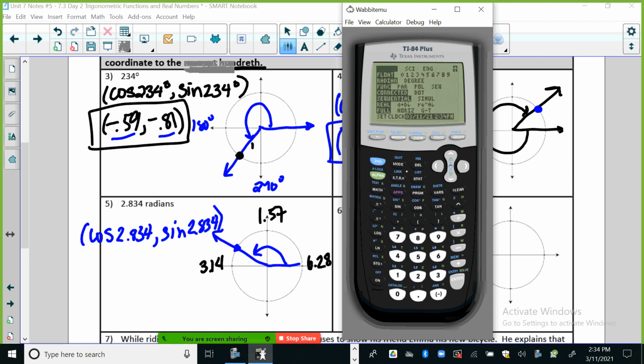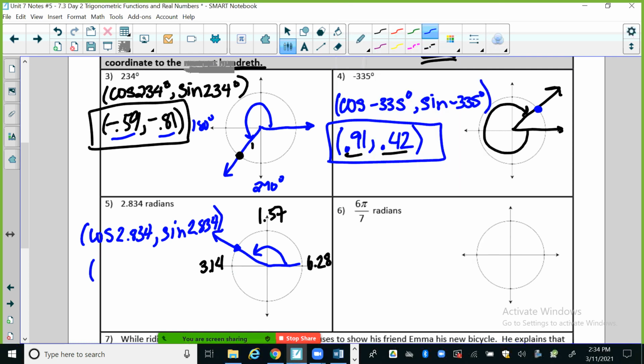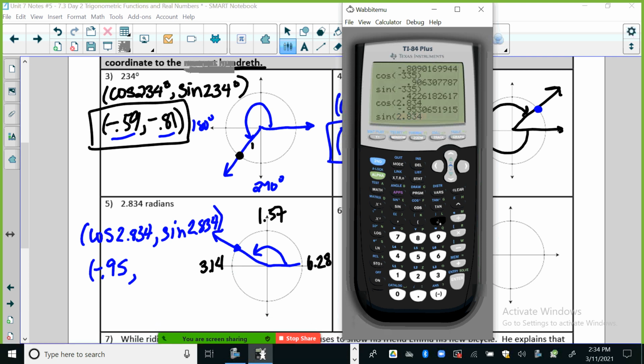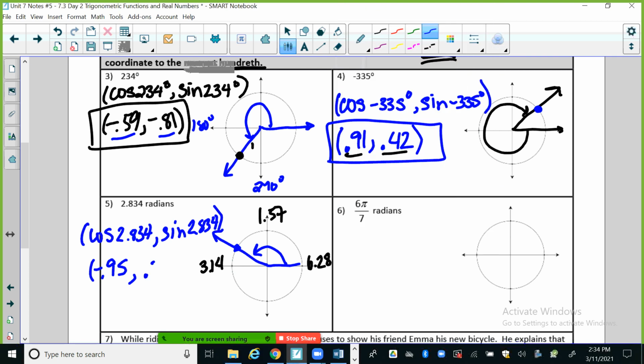So my calculator is now in radians, so I have cosine of 2.834, which is negative 0.95. And then sine of 2.834, and we have 0.30. So again, double checking, I'm in quadrant 2, I should have a negative x and positive y coordinate, so that's good.